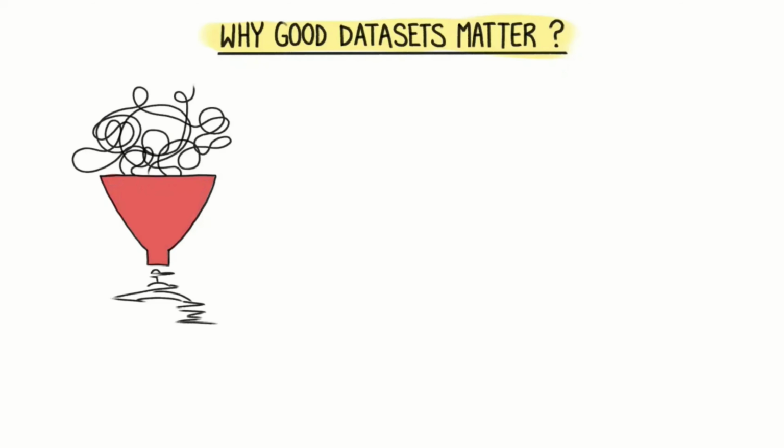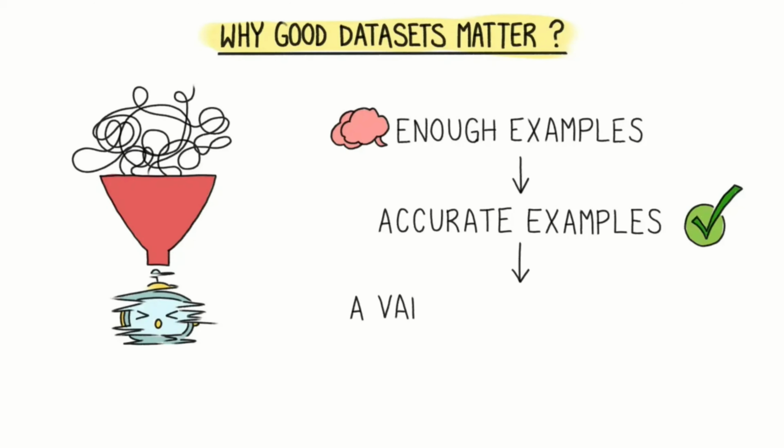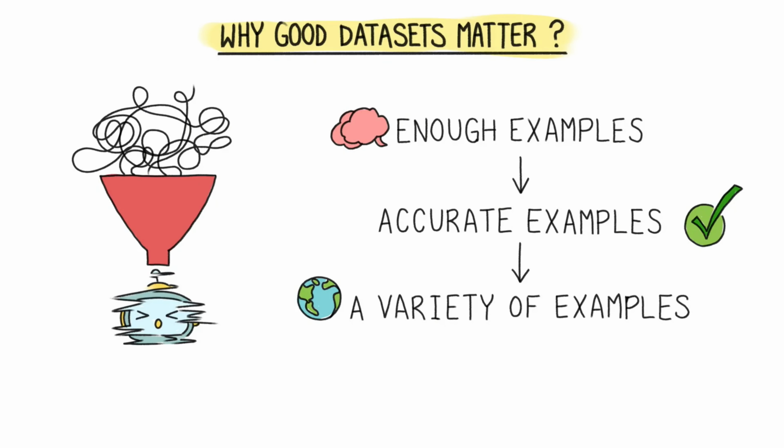Just like students learn from what they're taught, models only learn from the data we give them. So it's very important that the datasets have enough examples, accurate examples, and a variety of examples. Otherwise, the model ends up only knowing a few things, thereby not giving us the output we expect.